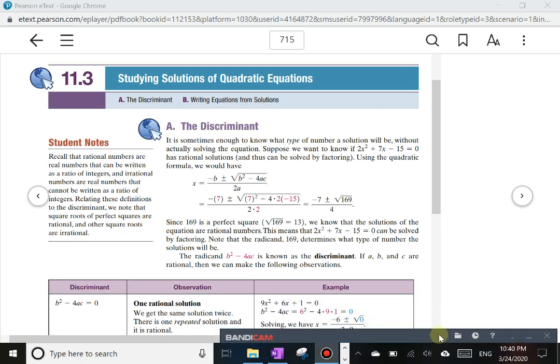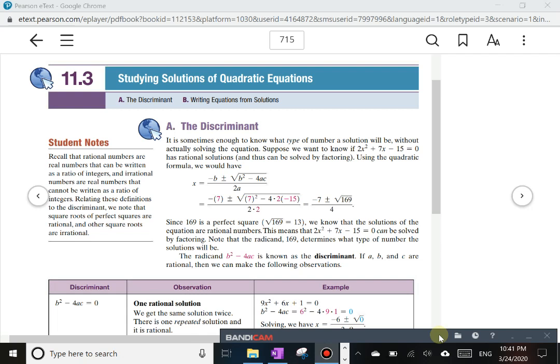Okay, in this section, we are in section 11.3. In section 11.3, we're going to look at studying solutions of quadratic equations. Now, coming out of sections 1 and 2 again, we learned about the completing the square method. We learned about quadratic equations, two ways of solving quadratic equations. And in this section, we just want to know what's the nature and type of solutions to a quadratic equation.